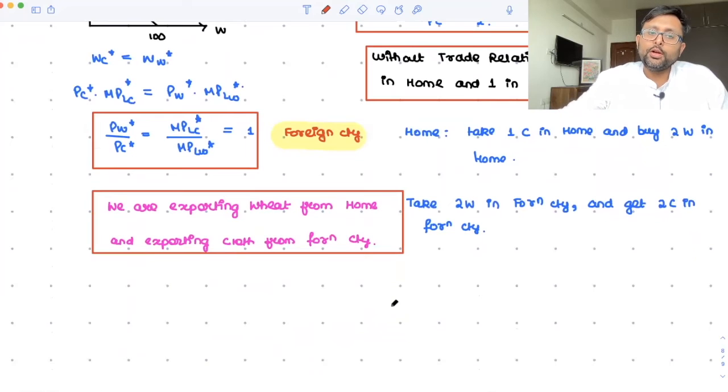As you are going to export wheat from the home country, right? So the quantity of wheat which is going to be sold in the home country is going to fall. Supply of wheat is going to fall in the home country. When supply of wheat is going to fall in the home country, the price of wheat is going to increase in the home country, no? Right? So what is going to be the pattern of international trade? So you can write it like this.